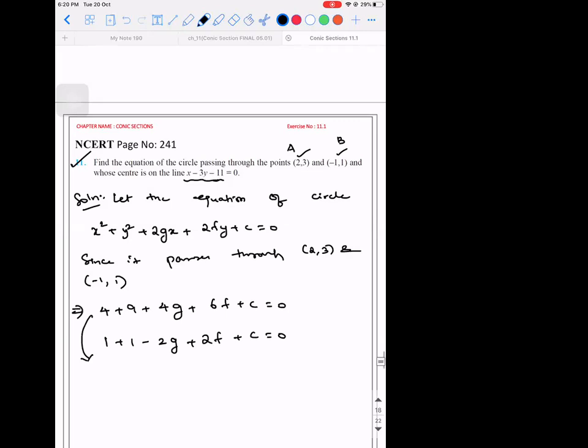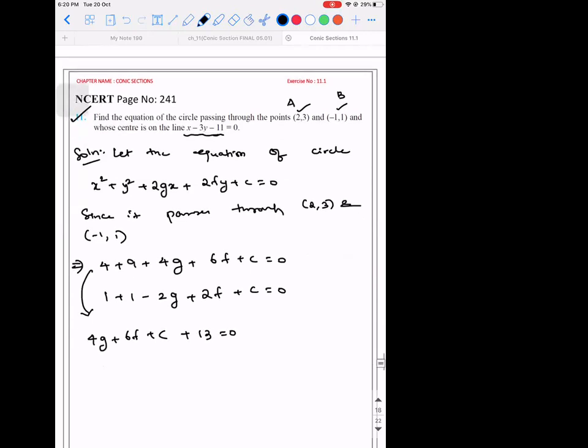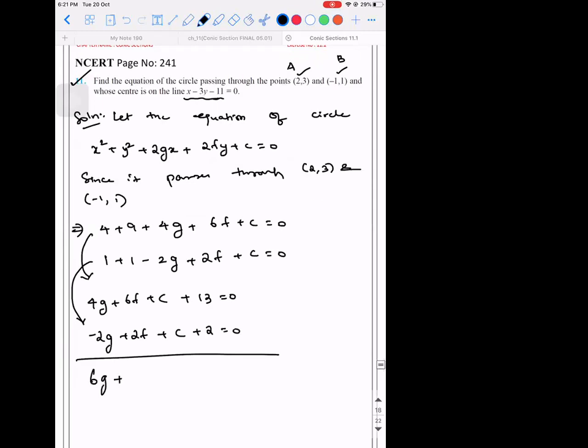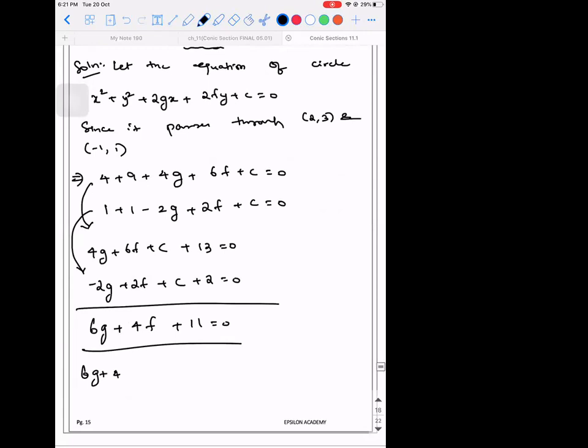So from this, it is 4g plus 6f plus c plus how much, guys? 13 equals 0. And from the other one, we get minus 2g plus 2f plus c plus 2 equals 0. On solving these two equations, just subtract them. When you subtract, you will get 6g plus 4f plus 11 equals 0. You can leave it as 6g plus 4f plus 11 equals 0.